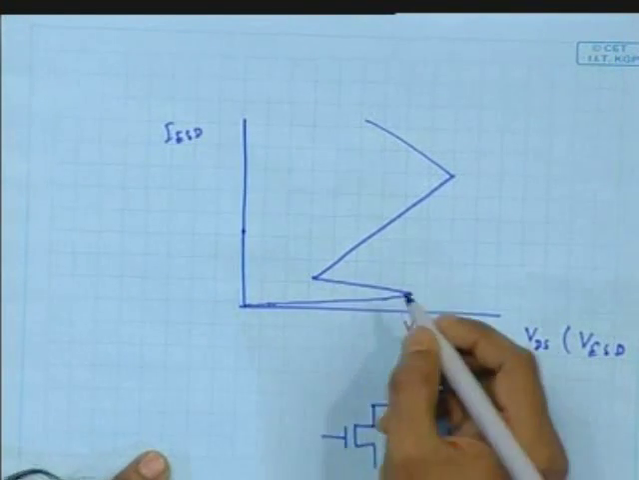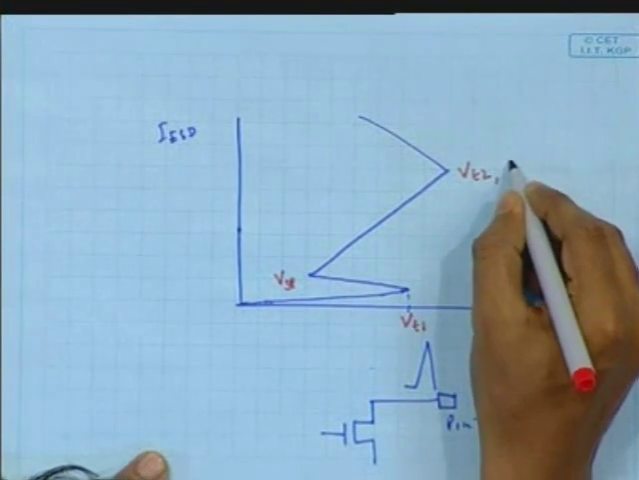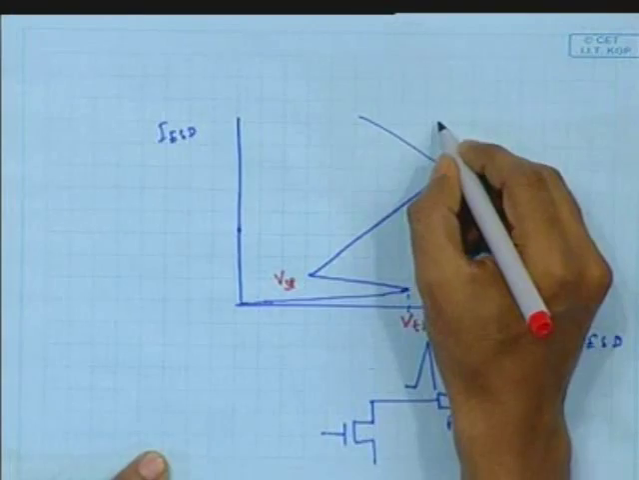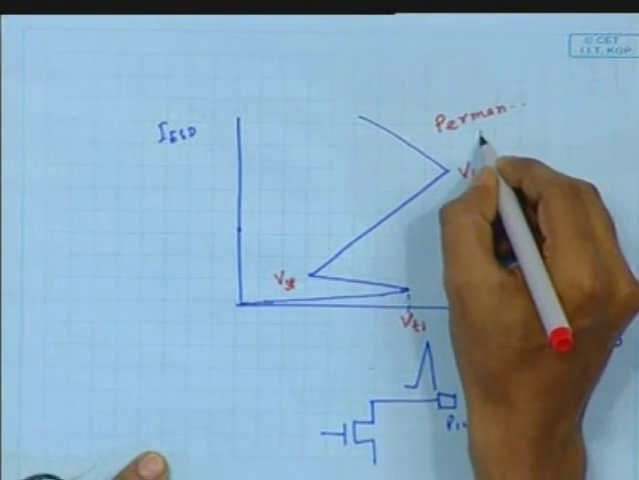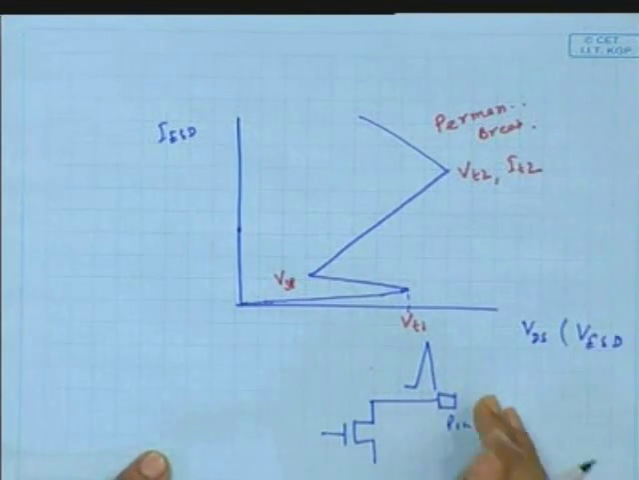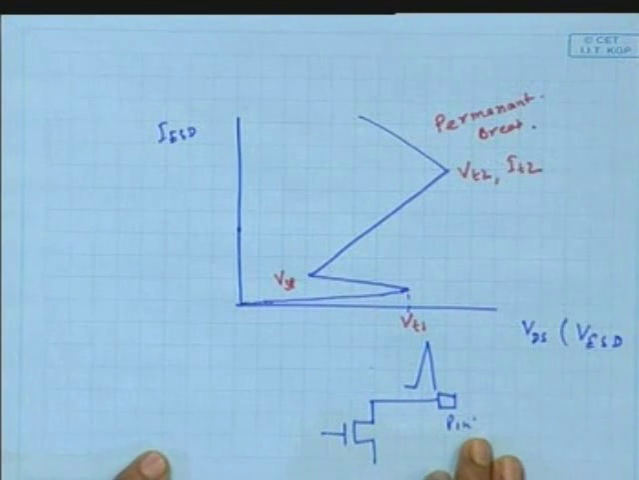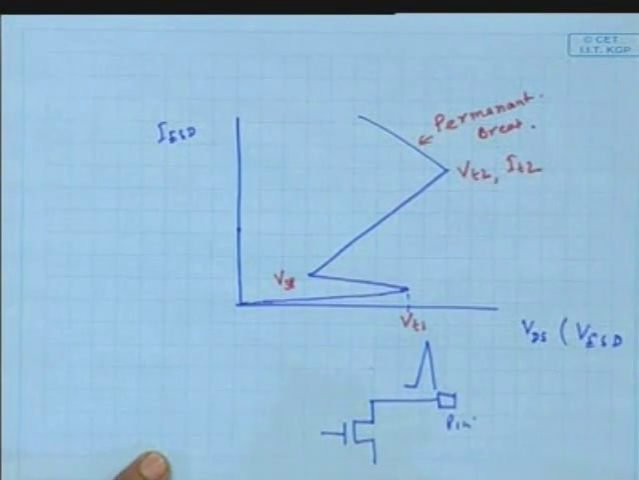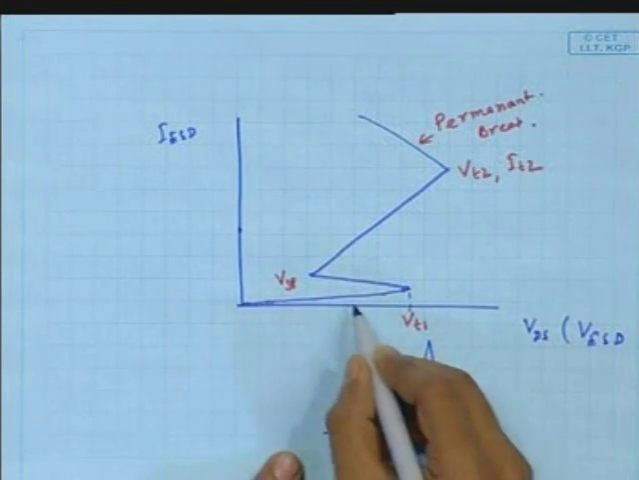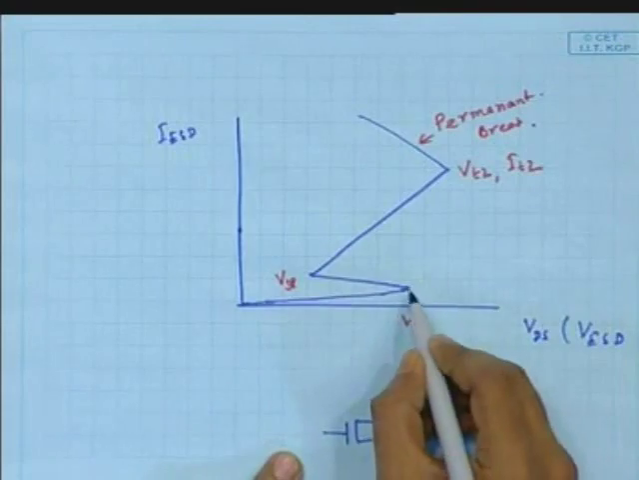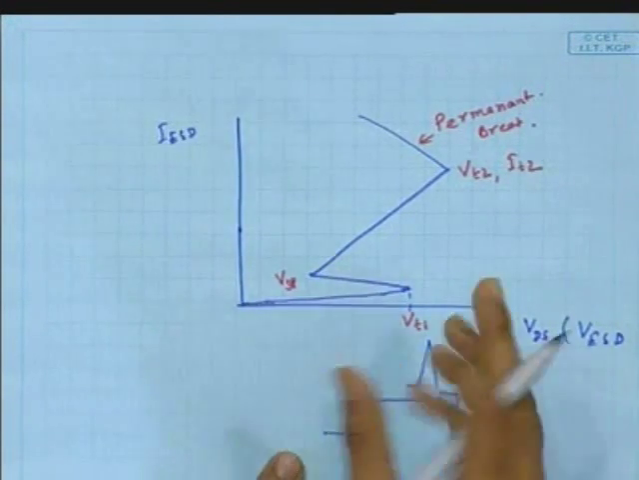This is VT1, this is called VSP, this is VT2 and IT2, and this is the permanent breakdown. Permanent breakdown, this one. So this region. So when the drain voltage is increasing, current is also increasing. When it reaches VT1, you can see that after that voltage, the avalanche breakdown is happening.